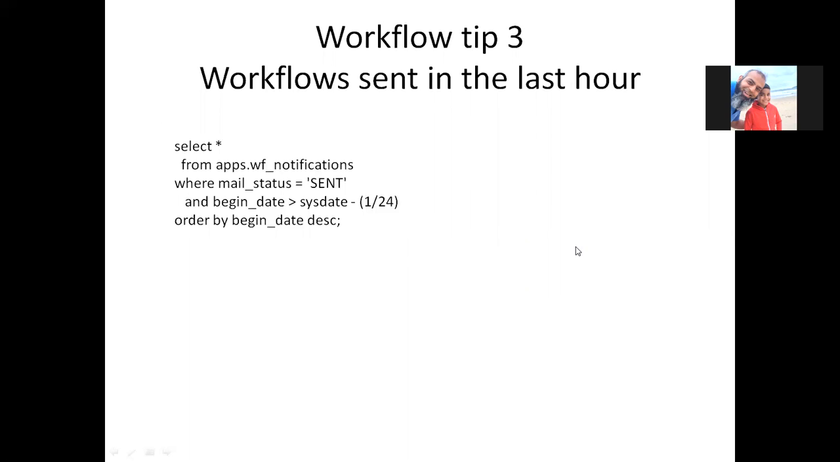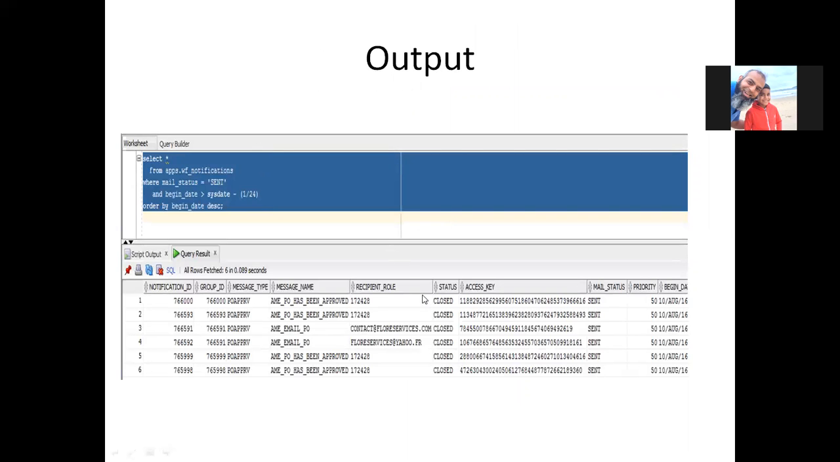Workflow tip 3 is a very useful SQL: how to check the workflow sent in the last hour. You normally get people coming to you and saying, I applied for leave and my manager never got the notification. You can then run this against your database and see what workflows were submitted in the last hour. There's an output there, and as you can see, it shows that this PO has been approved and sent, and when it was sent, the status, and whether it has left our organization or left our database.